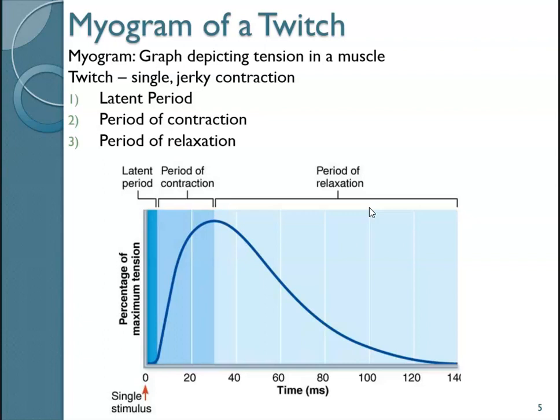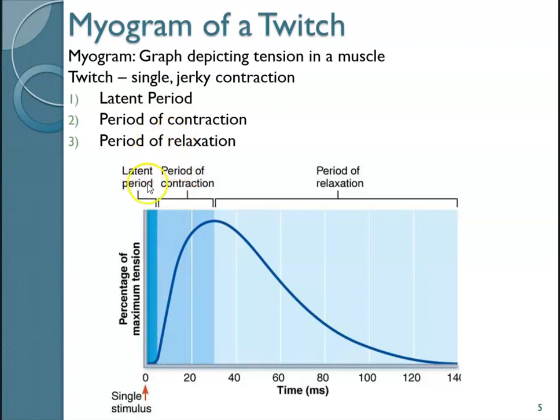It has three components, or three phases if you will. Latent period: this is the time that's required for the signal to travel from the motor neuron and spread throughout the sarcolemma, and then the contraction begins. So basically activation at the neuromuscular junction and start of excitation contraction coupling, as part of our previous conversation.